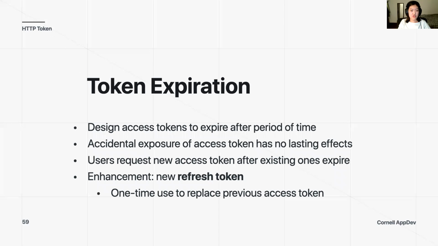So we have token expiration. We can design our access tokens to expire after a period of time. That means accidental exposure of access tokens doesn't really have lasting effects because eventually, the access token is going to expire and it can't be used anymore. And the really nice thing about tokens is that users request new access tokens after existing ones expire with what's called a refresh token, which is a token. It's one-time use, and it will replace the previous access token. And I'm going to explain how this is pretty nice soon.